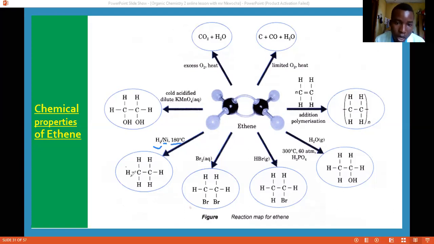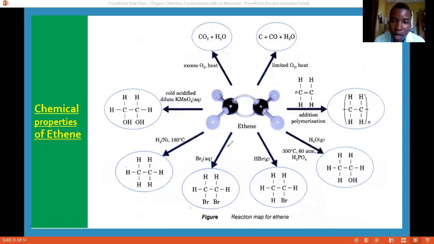So you can see, what do we get? From ethene, we have the first name here, ethane. So take note, this is ethane. I don't need to be writing it, I'm dictating the name. Addition of hydrogen to ethene will give us ethane. So the double bond is broken.